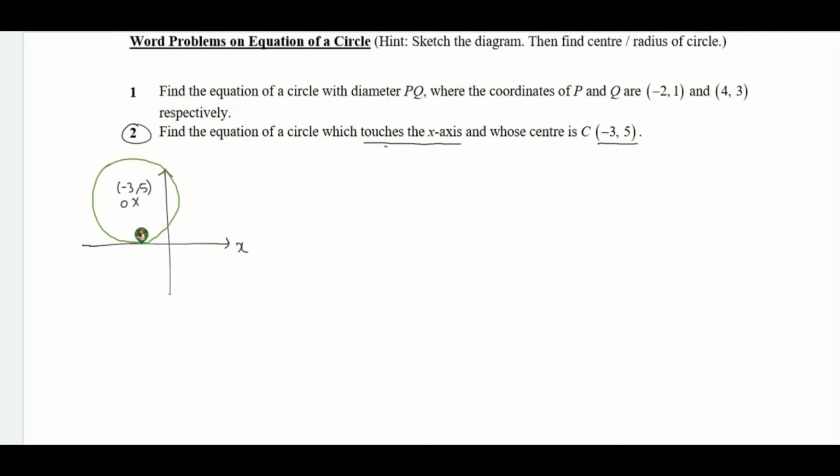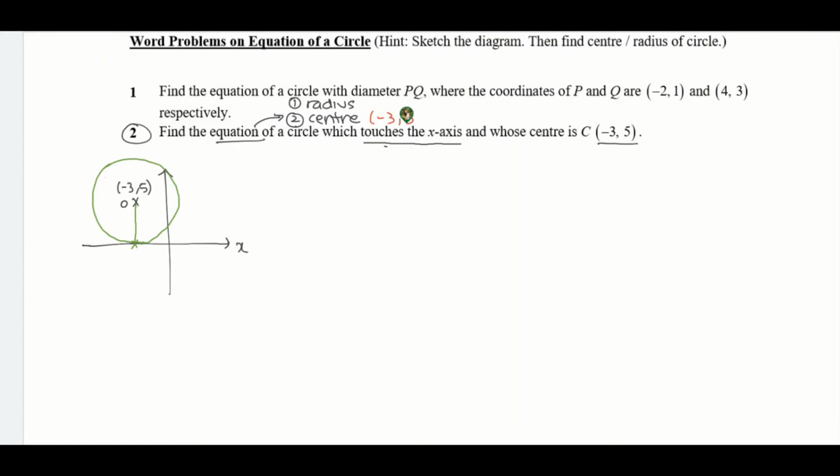When it says touches the x-axis, at how many points does it touch? So it touches here. Remember, we want to find equation. Give me the two things we need to write. Two things we need to find before we find the equation. What are the two things you need? Number one, number two. Radius and center. So they already give me center. I just need to find radius. So center is already done, negative 3, 5.